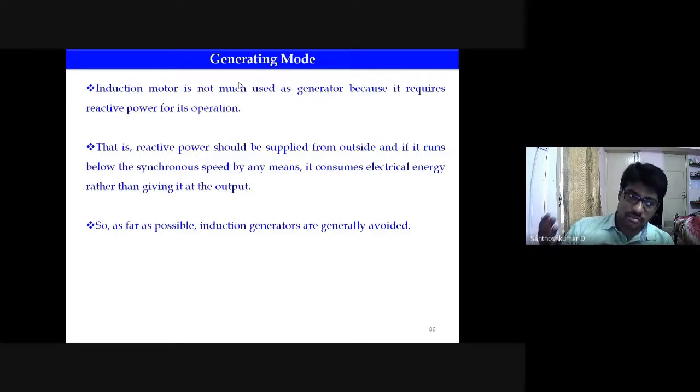If it runs below the synchronous speed by any means, for example, if we use an external supply to make the rotor speed higher than the synchronous speed, but it then drops below the synchronous speed, again it consumes electrical energy and converts it into mechanical energy. So it will not be able to produce electrical energy as output. This may happen many times. That is why the induction motor is not much used as a generator. So this is the generating mode.